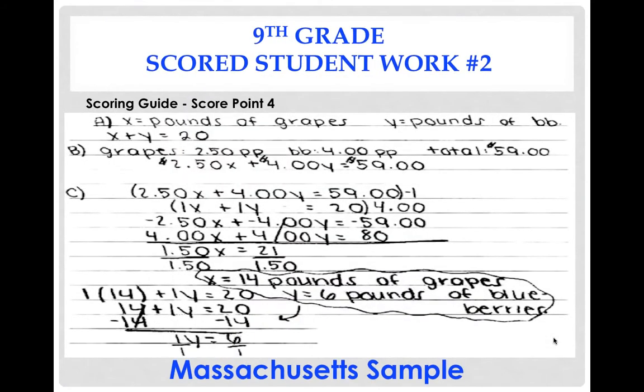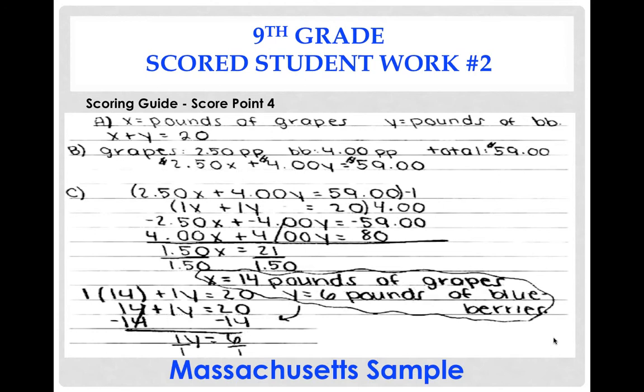Okay, this student also scored 4 points out of 4. And we see that they came up with x plus y equals 20 for part A as well. And for part B, they came up with $2.50x plus $4y equals $59.